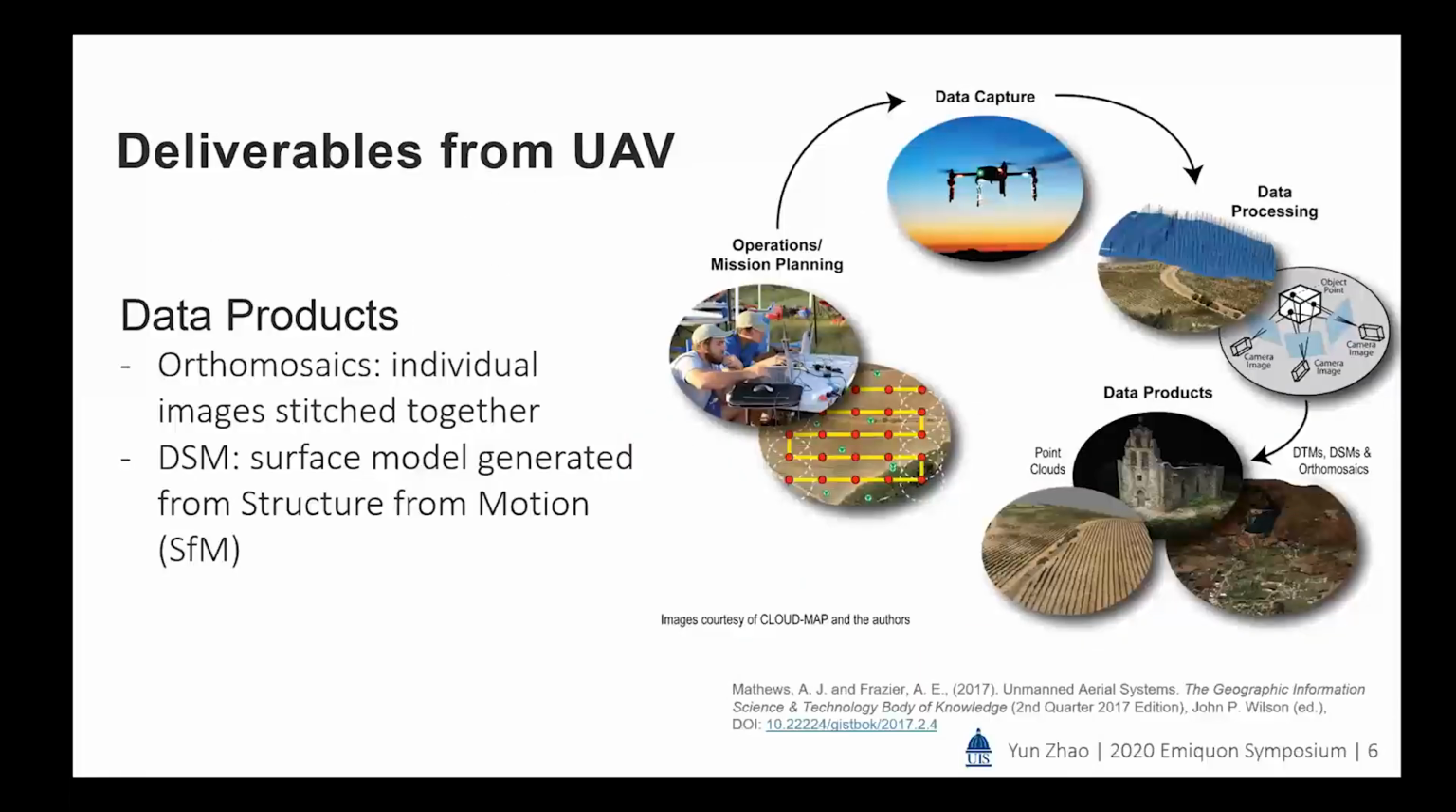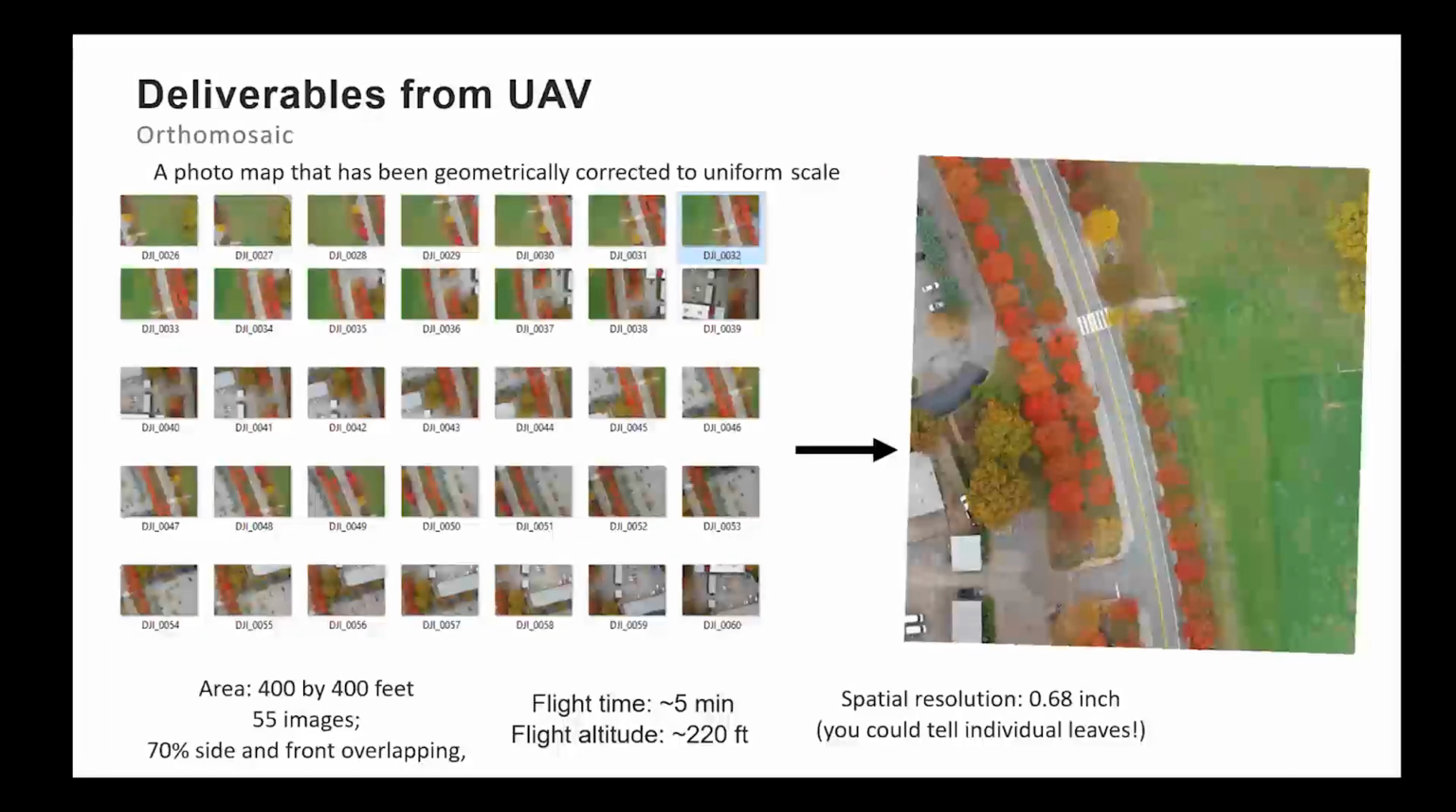And then after you do the flight planning and you capture the data, you bring it back to process, and some final deliverables will be a mosaic, which is individual images stitched together. So you have a seamless representation of the whole study area. And also you could derive a DSM or digital surface model that is generated from structure from motion, and that depicts the elevation or the third dimension, 3D data. So once again, that is an example. So you can see from the 55 images taken together, after some data processing, we have this whole mosaic, which is stitched together. And also it has correct geography.